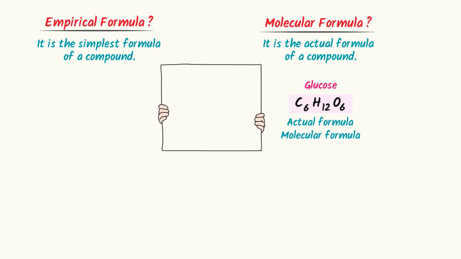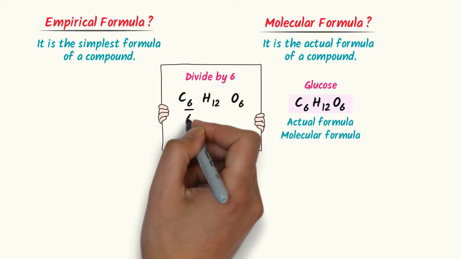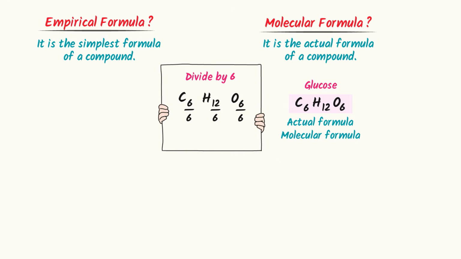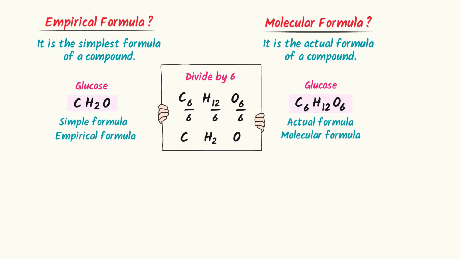Now listen carefully. I take this molecular formula of glucose and I write it here. We can see that we can easily divide the subscript of each atom of glucose. Let me divide each atom by 6. After calculation, I get CH2O. It means that I simplified the molecular formula of glucose from C6H12O6 to CH2O. This simplified formula CH2O is called the empirical formula.